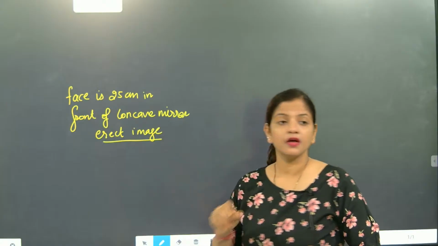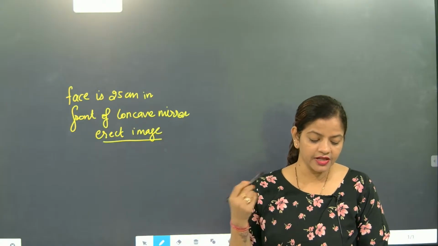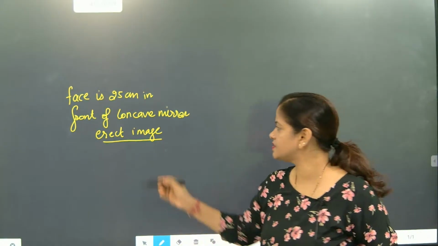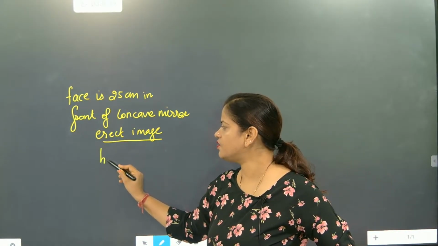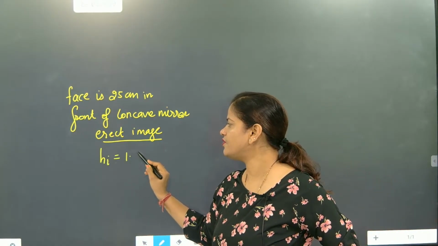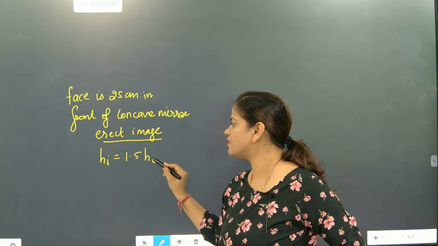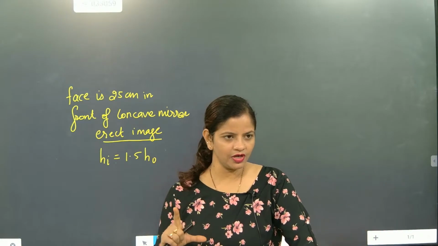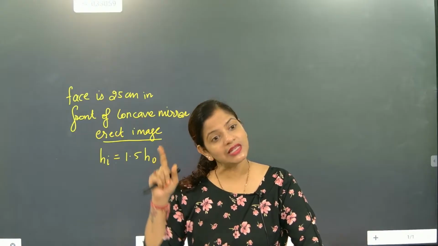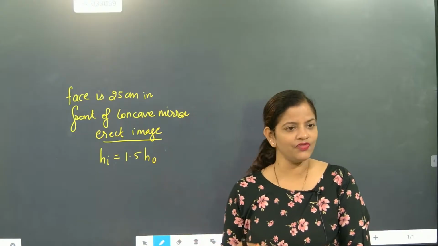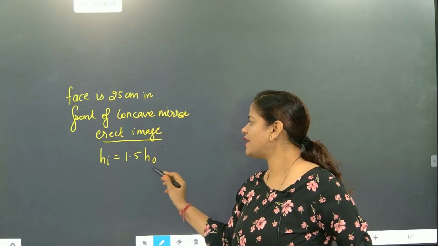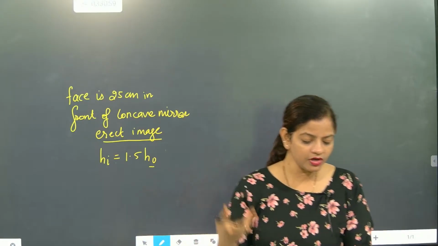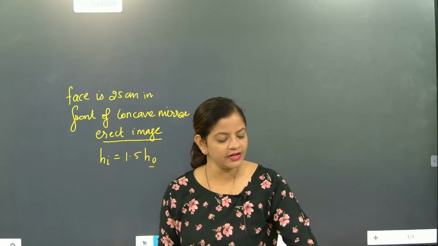Erect image, and it is telling that the erect image is 1.5 times the size of the face. Erect image means the height of the image is 1.5 times the height of the object. So the height of the image here is the face only, but it is 1.5 times larger than the actual face. Understood now? And the height of the object is the actual face. Understood now?